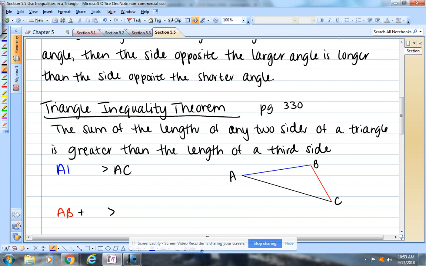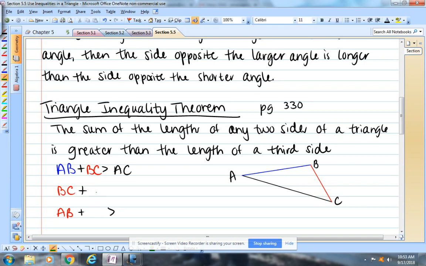So AB plus is supposed to be black. Let me put my plus signs in there. Are those black? Okay, good. AB plus BC is supposed to be greater than AC. Let's do BC plus AB. Nope, I need to say plus AC.